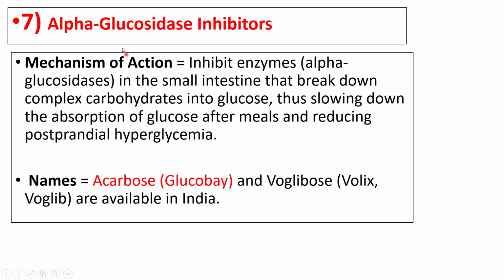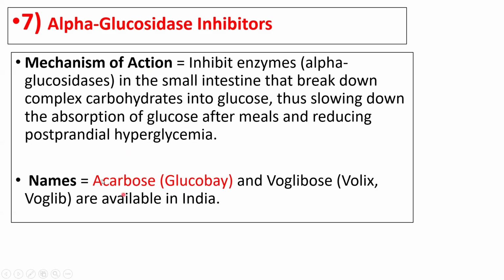The 7th drug is alpha glucosidase inhibitor. Whenever there is 'ase', it is an enzyme. So they are inhibiting one particular enzyme in the small intestine. This enzyme does the breakdown of complex carbohydrates into glucose, and thus slowing down the absorption of glucose after a meal and reducing the postprandial hyperglycemia. So this is a very important drug.